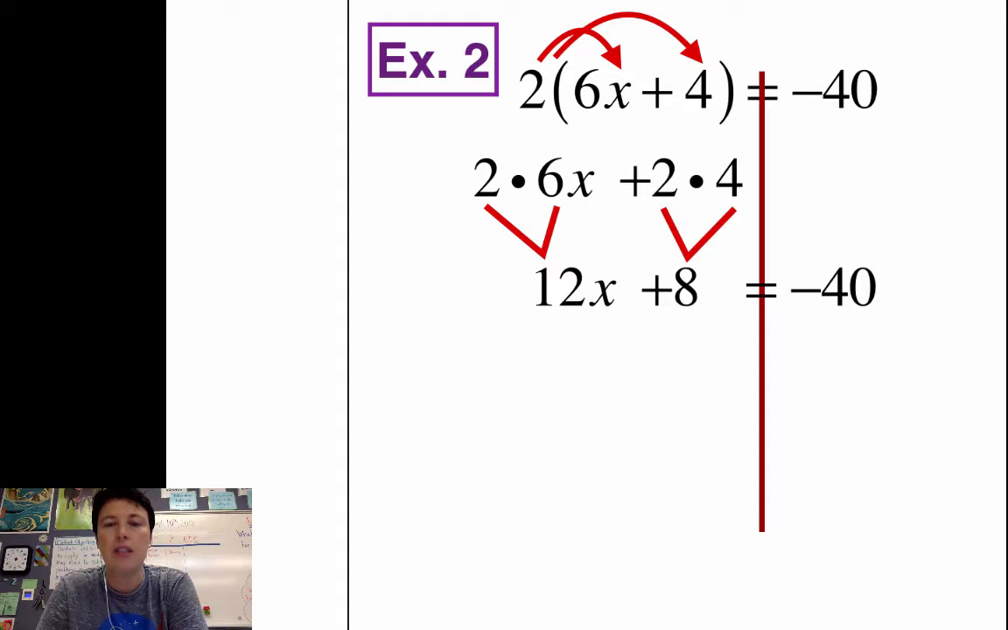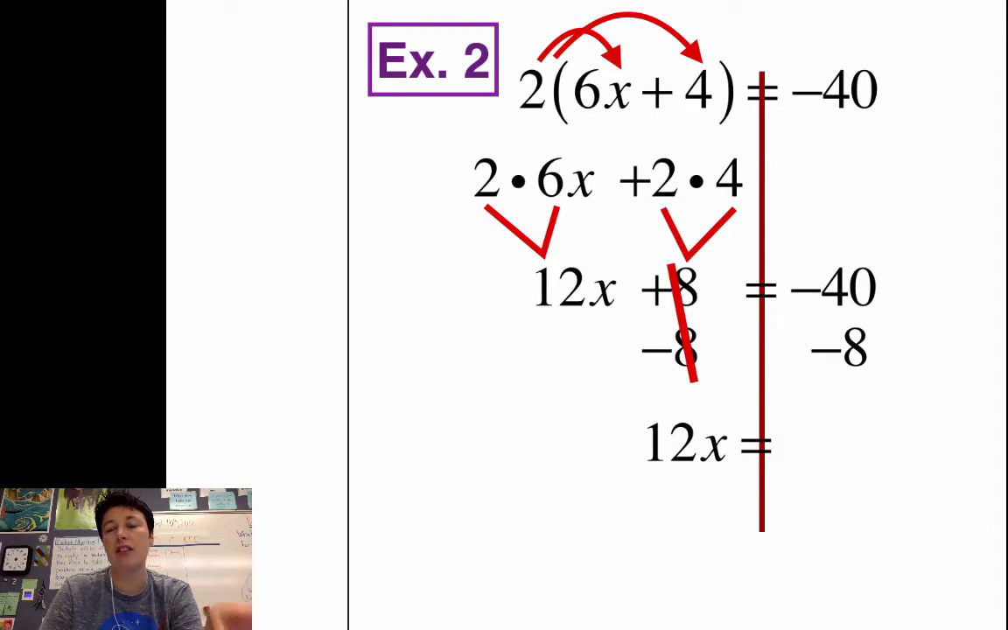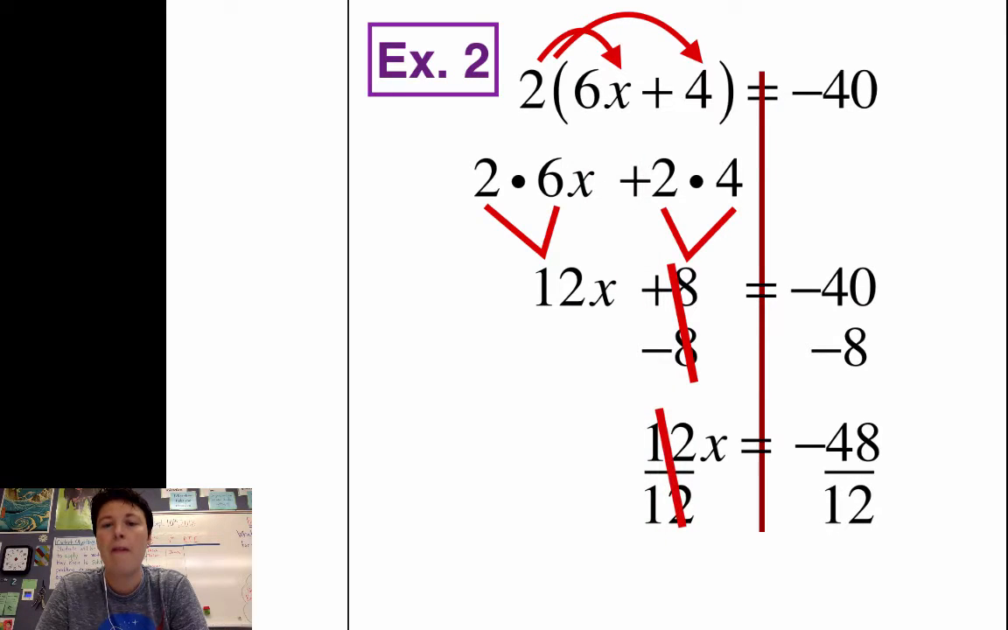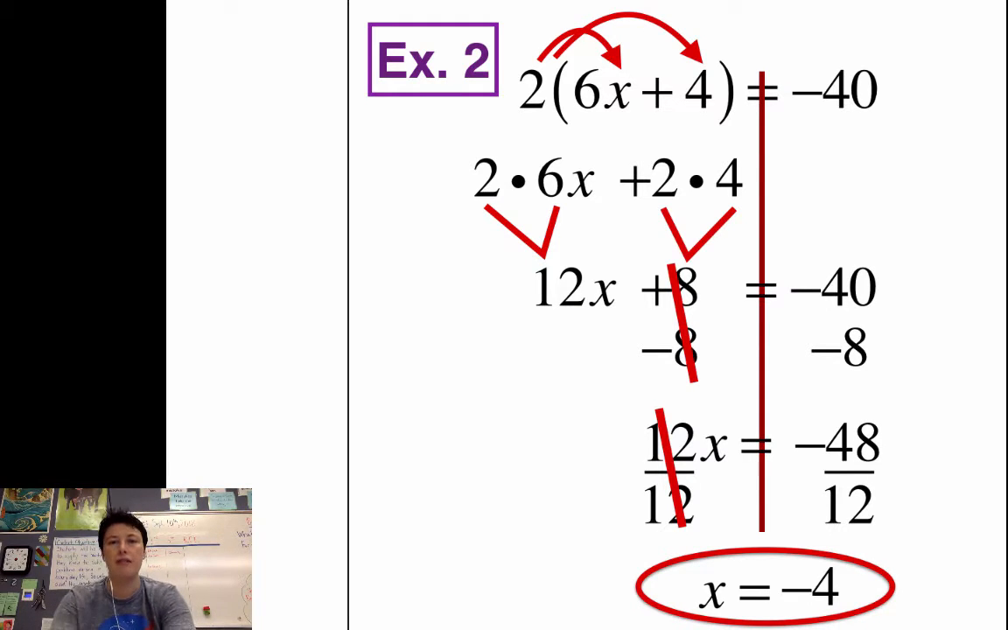Now let's finish solving. Let's do the things we know how to do. Let's take the 8 away. Subtract the 8, gets rid of it. Still leaves a 12x on the left, but now we have -40 and -8, so that's -48. And then get rid of the 12. What do we do to get rid of that 12? We divide it. We divide the 12 away. So if we divide by 12 on the left and right, we get x all by itself. 48 divided by 12, that's going to have to be a negative, is a negative 4. So our answer is x equals negative 4, but we had to use that distributive property.